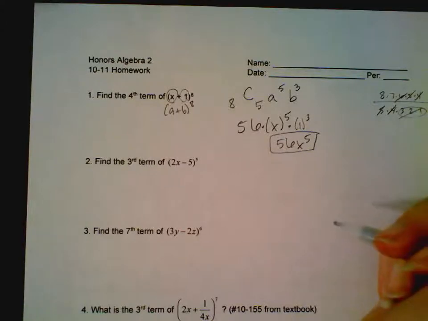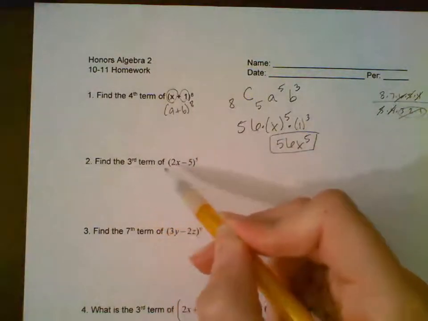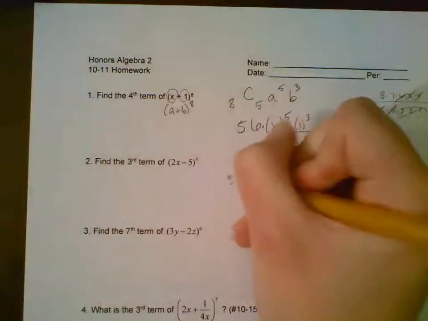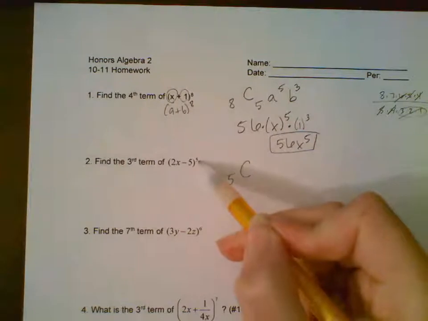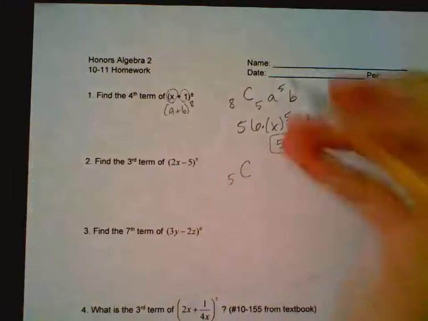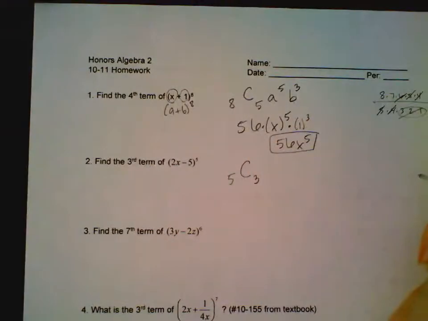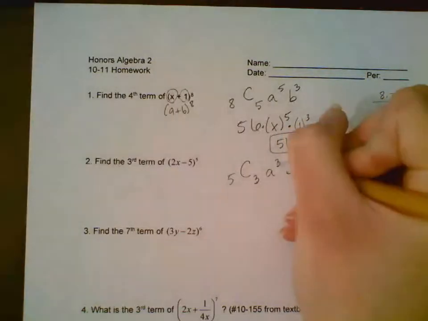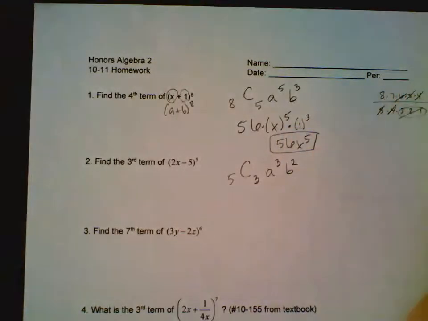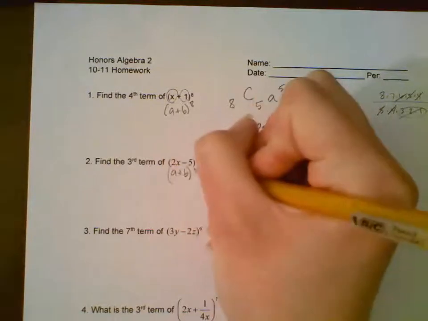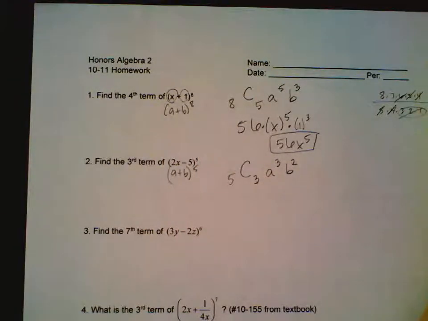All right, question 2. Find the third term of (2x minus 5) raised to the 5th power. So we're going to do 5C, and then we're going to do 5 minus the term we want. So 5 minus 3 is 2, and add one more to that, so 3. Then our a exponent is going to match this number. Our b exponent needs to add with this one to make it a total of 5. So that's why it's to the 2nd power. Okay. Again, all of these I'm assuming it's just (a + b), and we'll substitute afterwards.